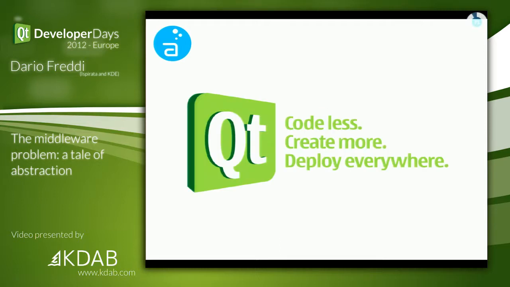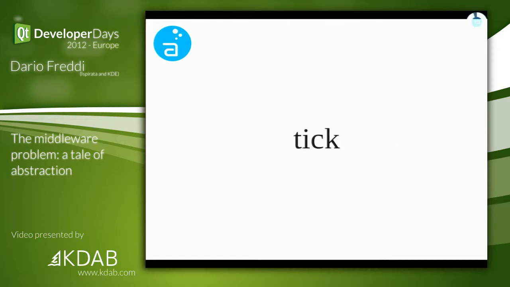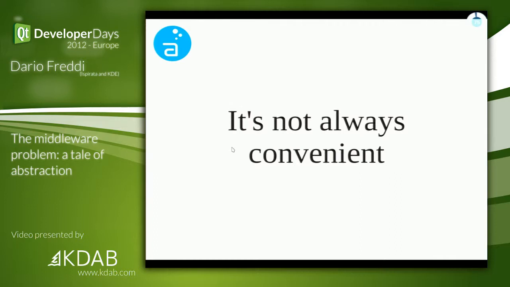So, after all of this, can we really say that we can code less? We said yes. Can we create more? We said yes. Can we actually deploy everywhere? Well, my answer is yes. And I think that we have to strive for doing this. But sometimes I really do not think it's convenient. And as much as we want to be multi-platform and tackle all the problems that this complicated world tricks us with, we want to provide the choice that people expect us to provide them.